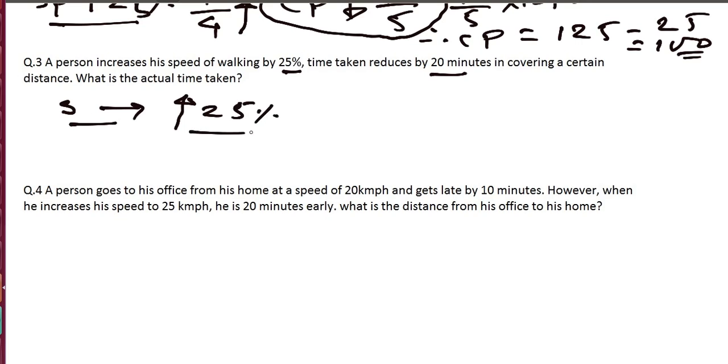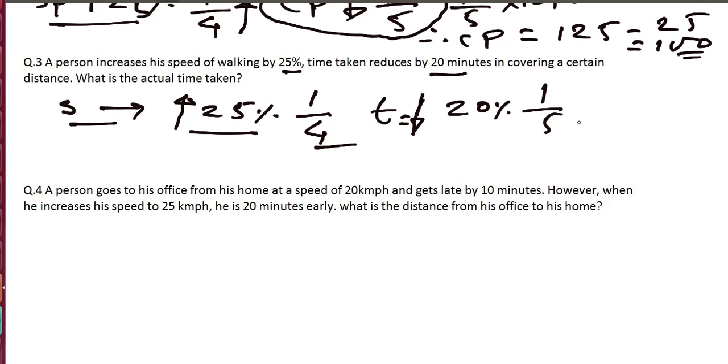When I increase my speed, the time will decrease in order to cover the same distance, right? Speed is getting increased by 25%, which means 1/4, so the original time will decrease by 20%, or 1/5. In general, if speed is increased by 1 upon n, time will decrease by 1 upon n plus 1.